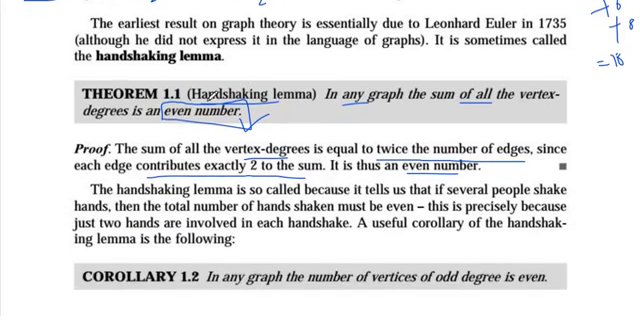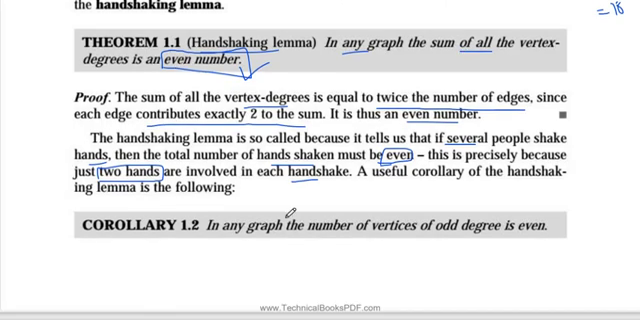Why is it called handshaking? Because it tells us that if several people shake hands, then the total number of handshakes must be even. Why? Because just 2 hands are involved in each handshake. So the handshaking lemma is the following: the number of hands involved in handshakes must be even, because 2 people make a handshake. So in any graph, the sum of all the vertex degrees is an even number.